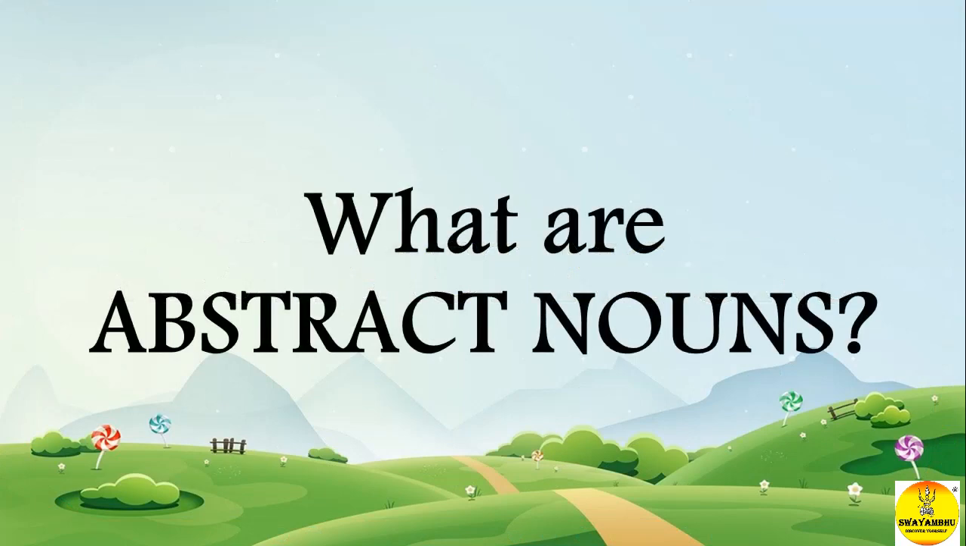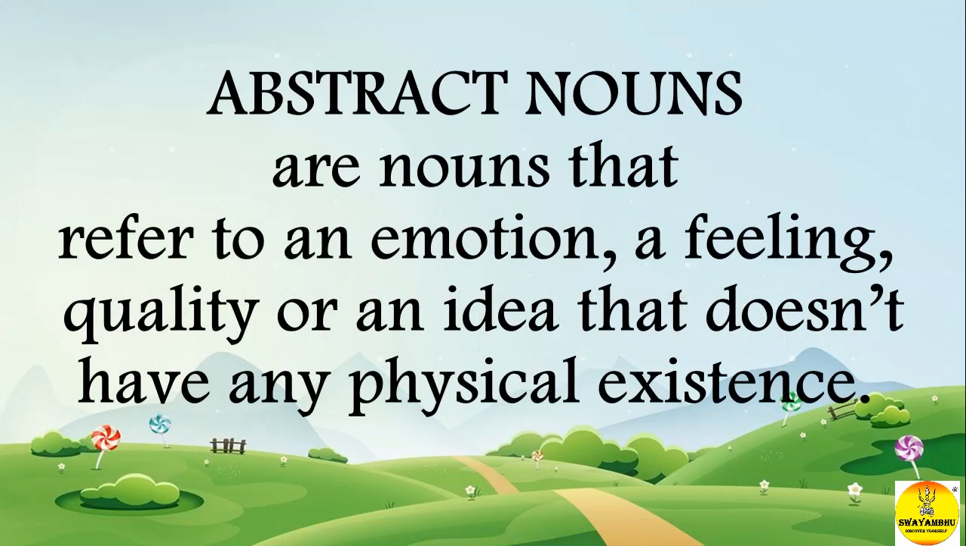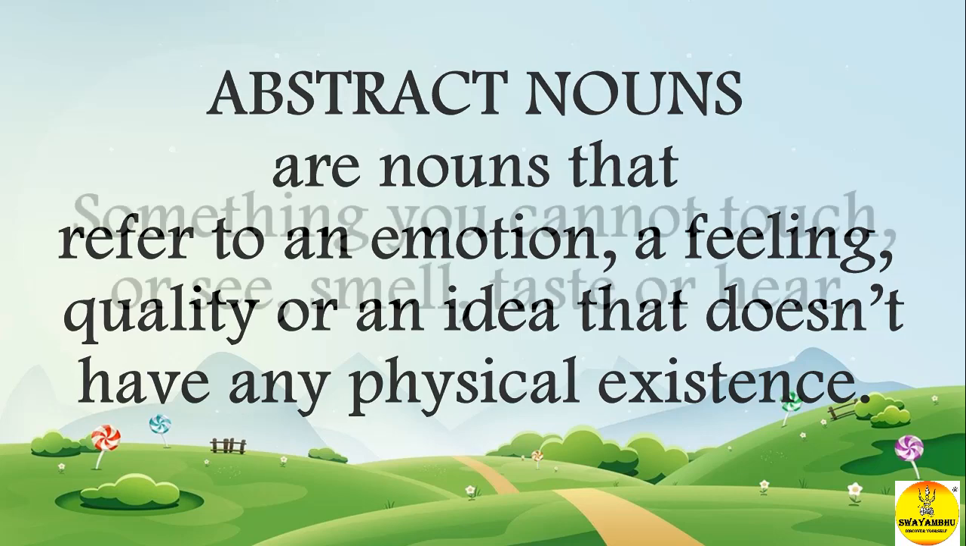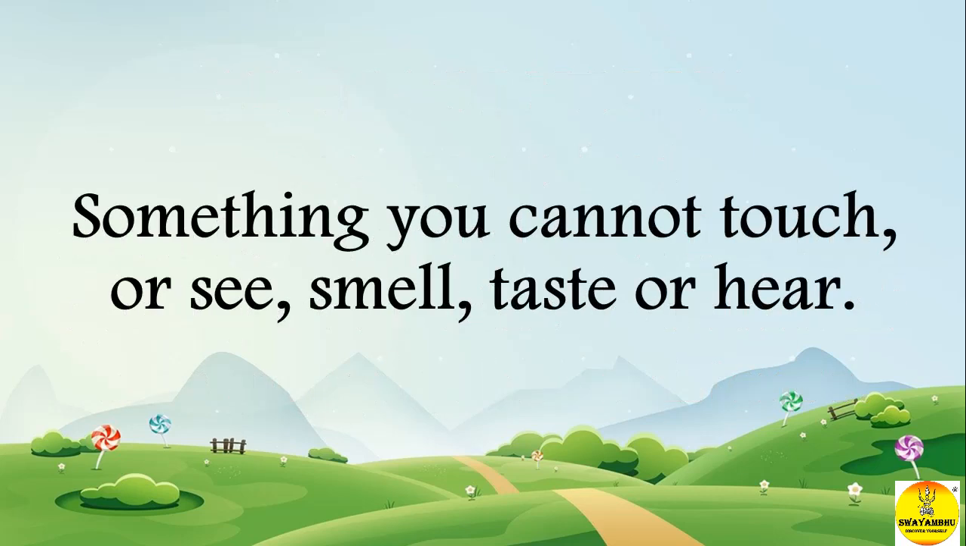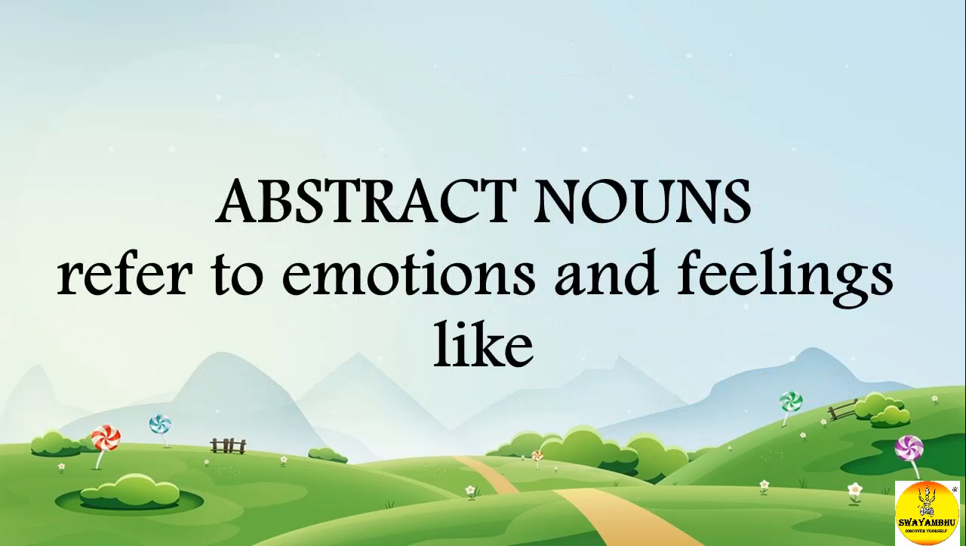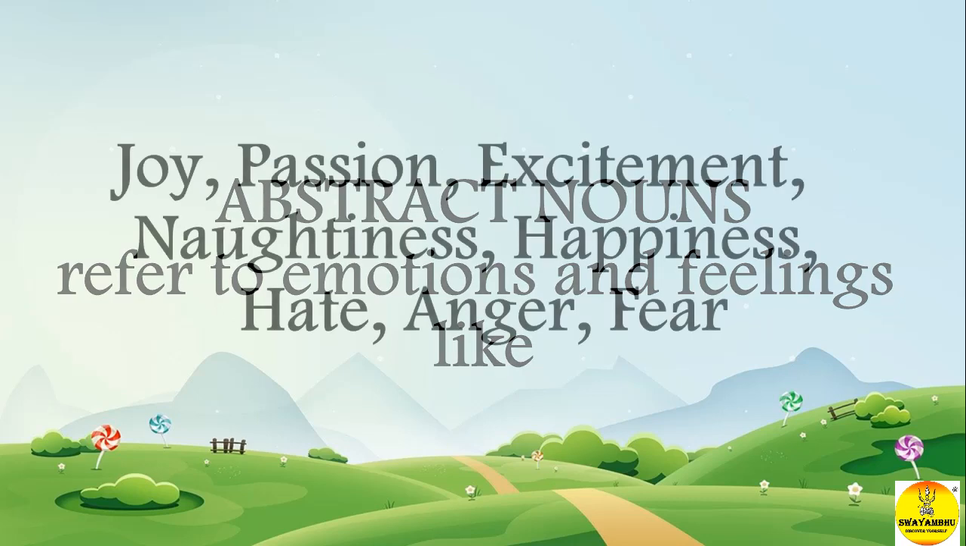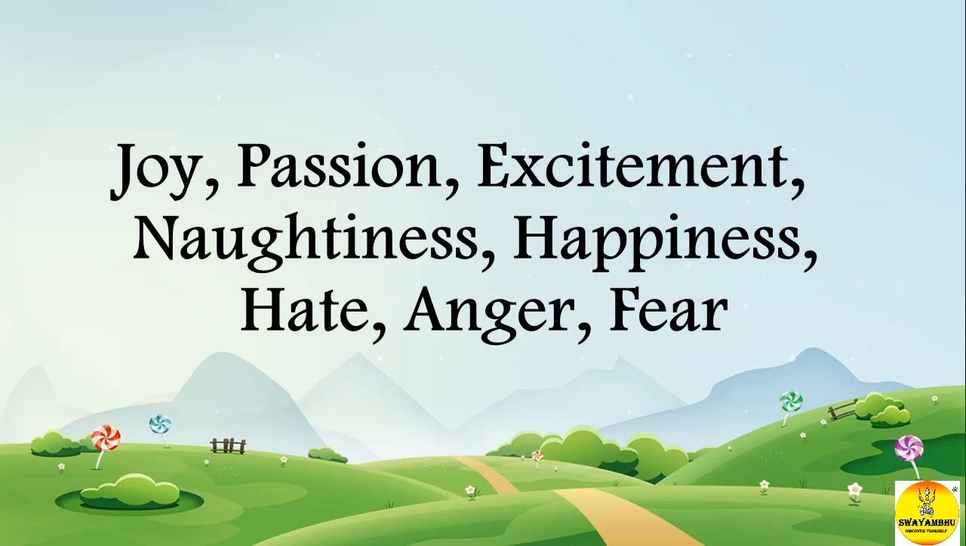What are abstract nouns? Abstract nouns are nouns that refer to an emotion, a feeling, quality, or an idea that doesn't have any physical existence. Something you cannot touch, or see, or smell, or taste, or hear. Abstract nouns refer to emotions and feelings like joy, passion, excitement, naughtiness, happiness, hate, anger, fear.